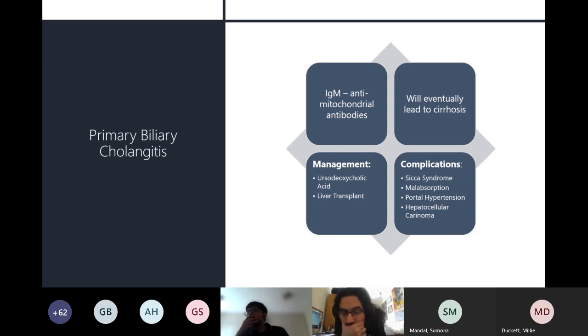So what is Sicca syndrome? Yeah, I can't remember. I don't know about the 4Fs, sorry. Yeah, it is the 3Ms. IgM, anti-mitochondrial antibodies, middle-aged female. Yeah, Sicca, dry mucous membrane. So you get dry eyes, dry mouth. You can get basically all of the glands that usually secrete mucusy type things stop secreting it.